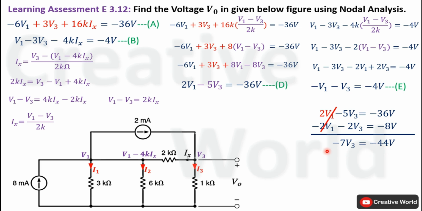Now divide on both sides with minus 7 in order to calculate its value. That will become 6.28 volt. And because V3 was equal to V0, so we can say that the value of voltage V0 inside this network is 6.28 volt.